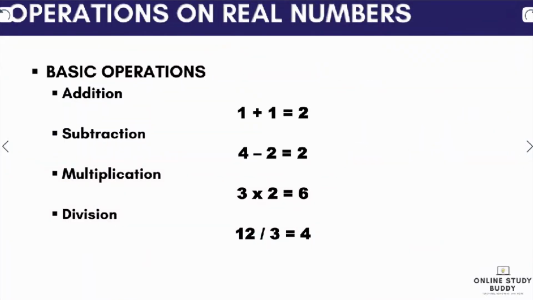So, nung grade school, ito yung basic operations na itinuro sa atin. Addition, subtraction, multiplication, and division. So, basically, for real numbers, ito pa rin naman yung operations na ginagamit natin. Ito pa rin yung basic operations natin. Only difference is, we're gonna be dealing with negative numbers. Both positive and negative numbers. Ayun. So, nung grade school kasi, di ba, puro positive numbers lang yung ginagamit natin.